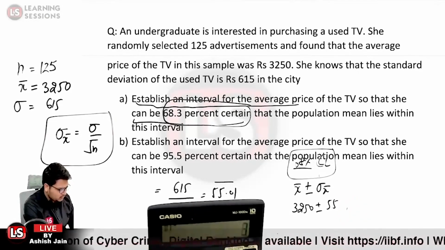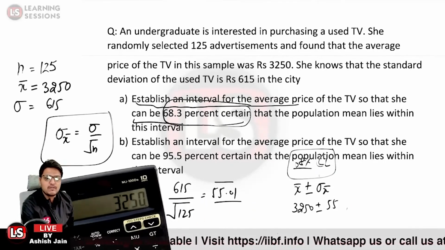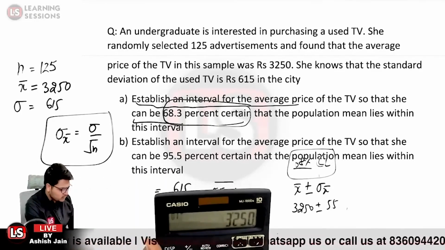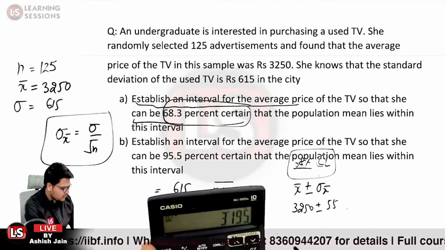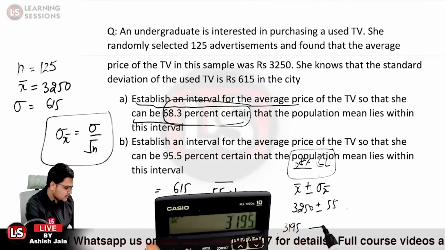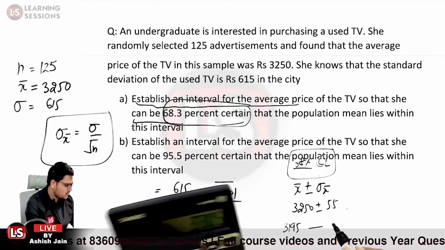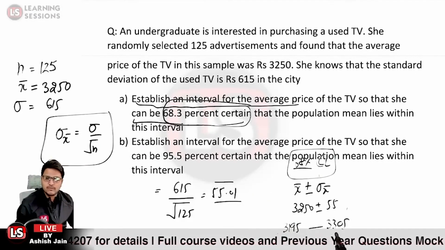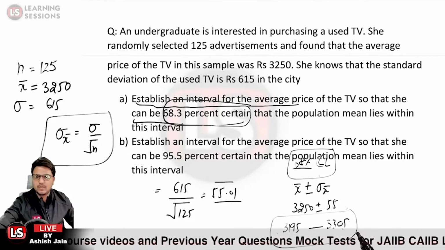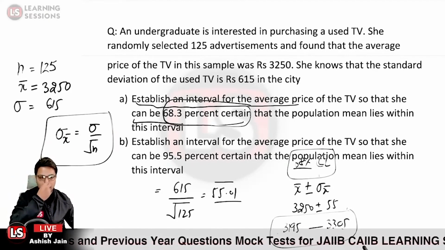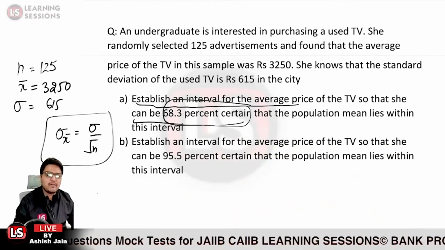The mean is given to be 3250. So 3250 minus 55 is equal to 3195, and the second limit is 3250 plus 55, which is equal to 3305. So that would be the interval that we are concerned about. Is that clear?